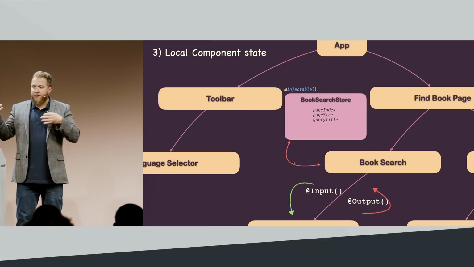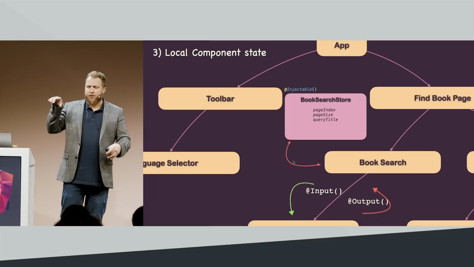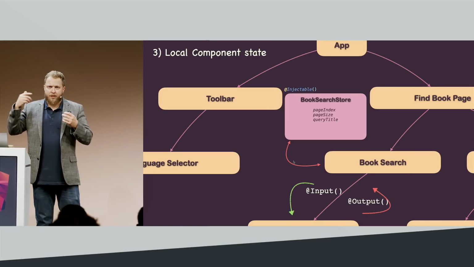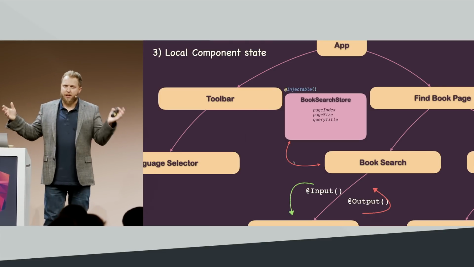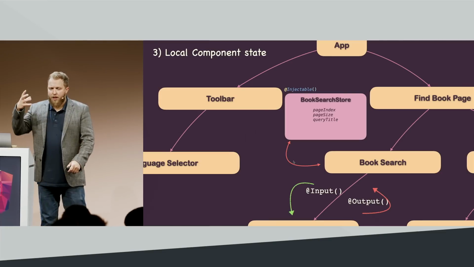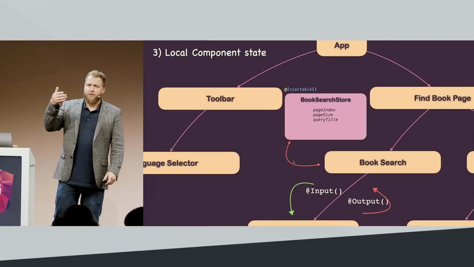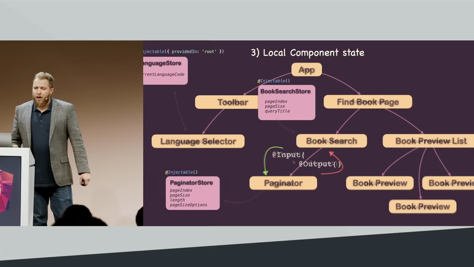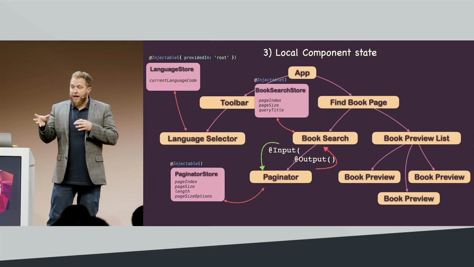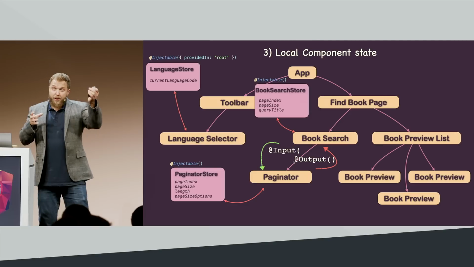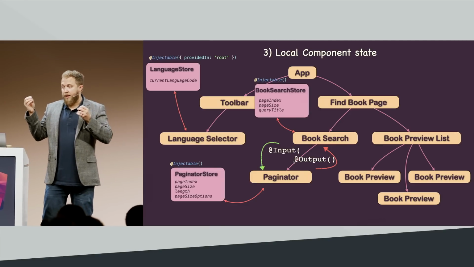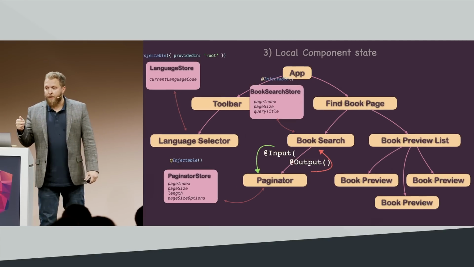So this one would be responsible for page index, page size, and query title. Query title is something that we search for. Page index is which page we're on, and page size is how many in total we want, like 10, 20, or 40 results. All right, so that's the book search. And that store could be injecting other things in it as well. And in fact, it would.